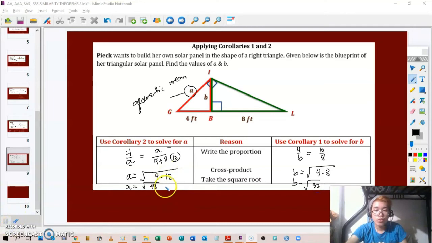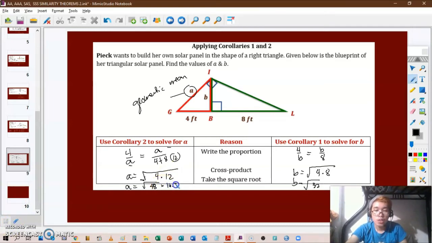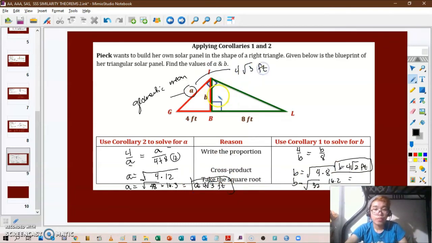Okay, so since we can factor 48 into 16 times 3, we can say that the value of a is equal to 4 square root of 3 feet. And letter b, b is going to be equal to 16 times 2, so it's going to be the square root of 16 times the square root of 2, which is 4 square root of 2 feet. So that's the value of b, and this is the value of a. So a is equal to 4 square root of 3 feet, and b is equal to 4 square root of 2 feet, using the geometric mean.